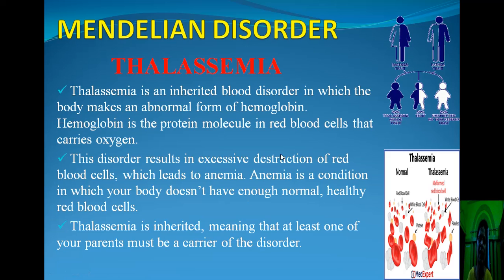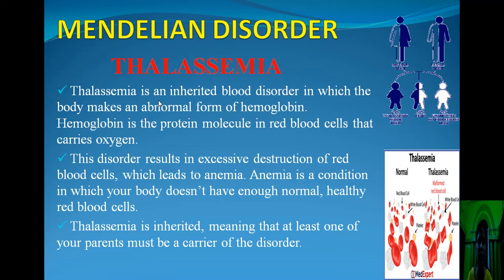Next, come to the Mendelian disorder. What is Mendelian disorder? The disorder which follows the laws of Mendel is known as Mendelian disorder. An example of this disorder is thalassemia. Thalassemia is an inherited blood disorder in which the body makes an abnormal form of hemoglobin. Hemoglobin is a protein present in the RBC or red blood cells. The hemoglobin carries oxygen to each and every cell of our body.